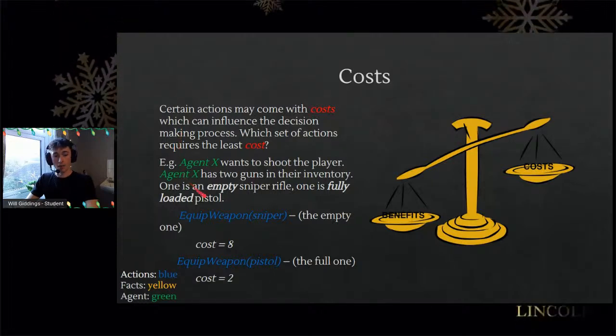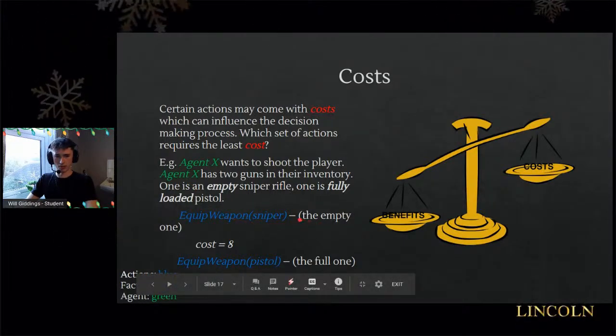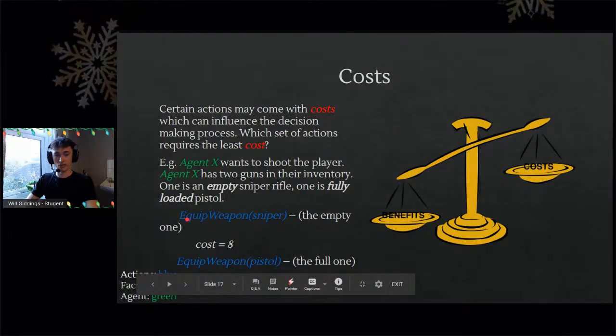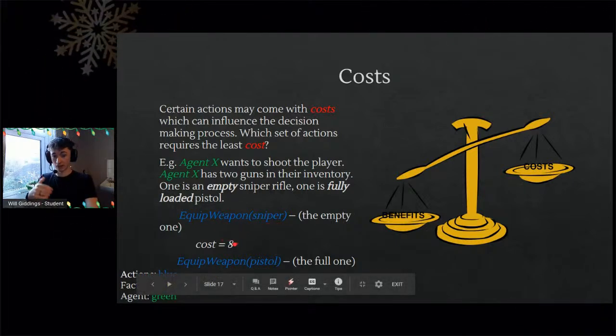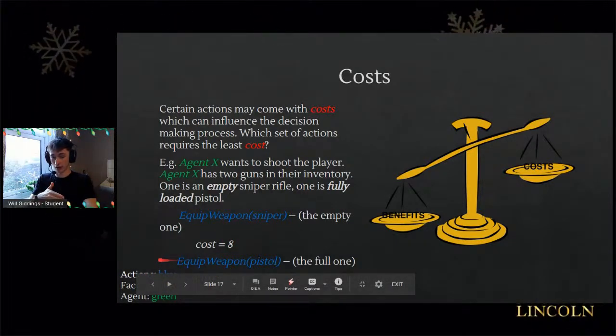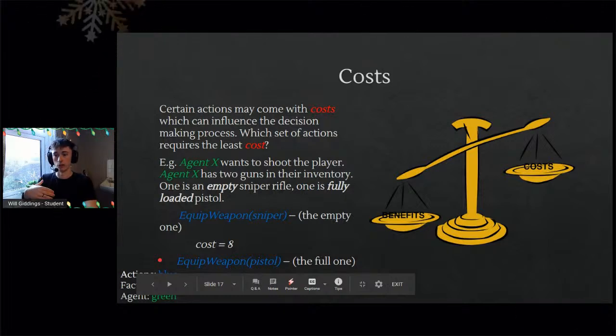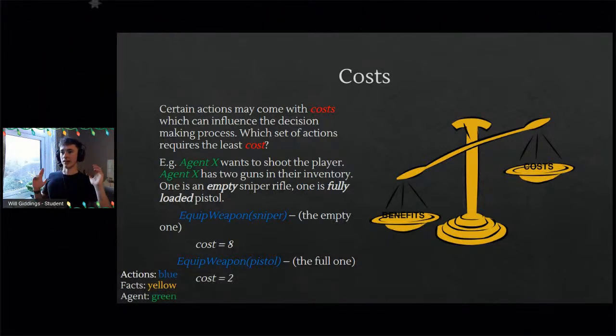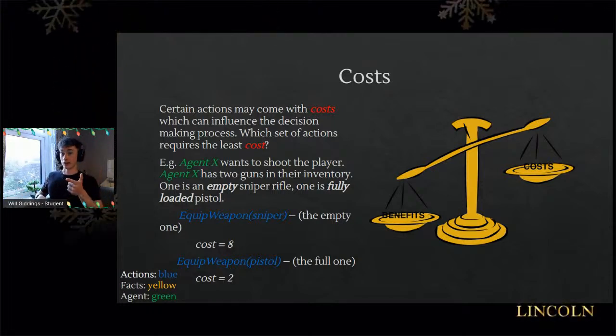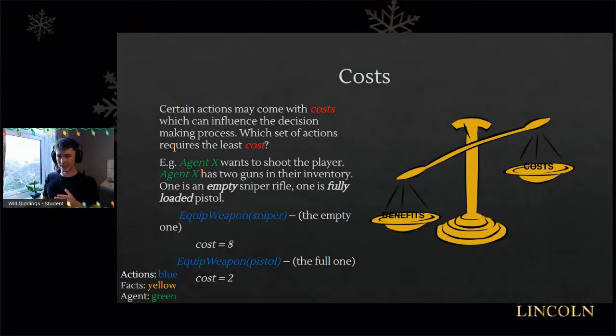The formatting's gone a bit messy here, I apologise. But you can see that if we want to use the equip weapon sniper action, that has a cost of 8. That has a much higher cost than equipping the pistol, because the sniper's empty, so the AI is thinking if it has to draw this one, it has to reload it before it can use it. So it's less likely to do that than just pull out a gun and shoot.